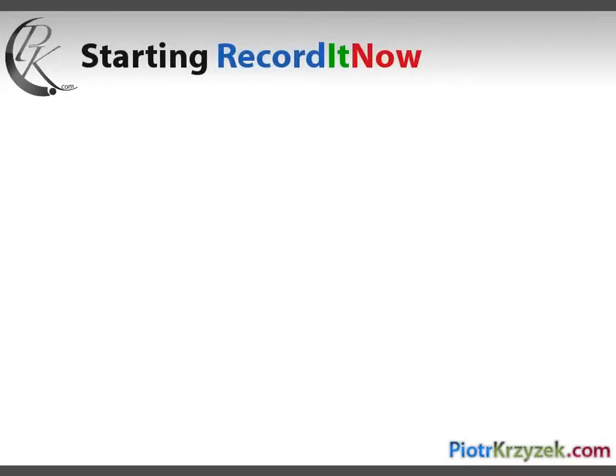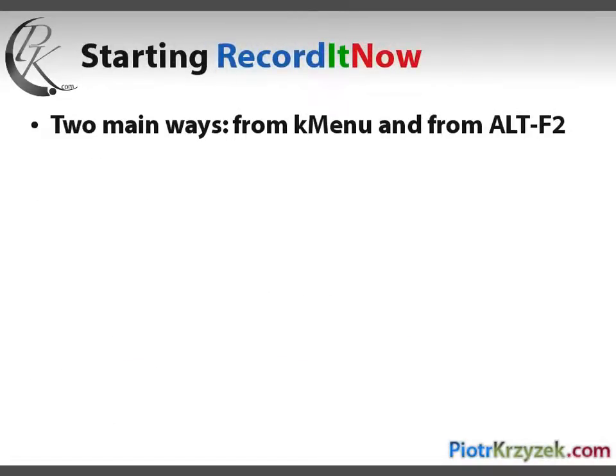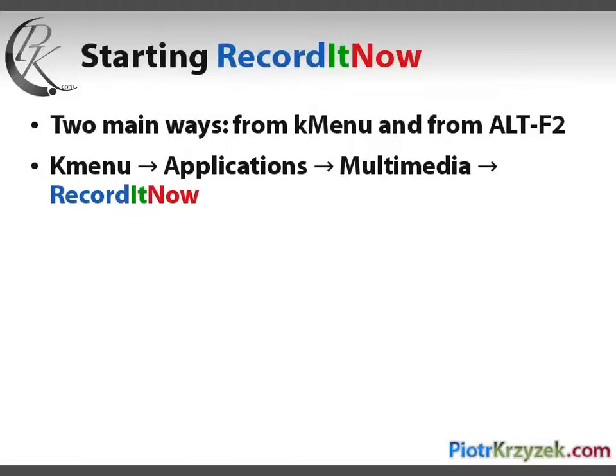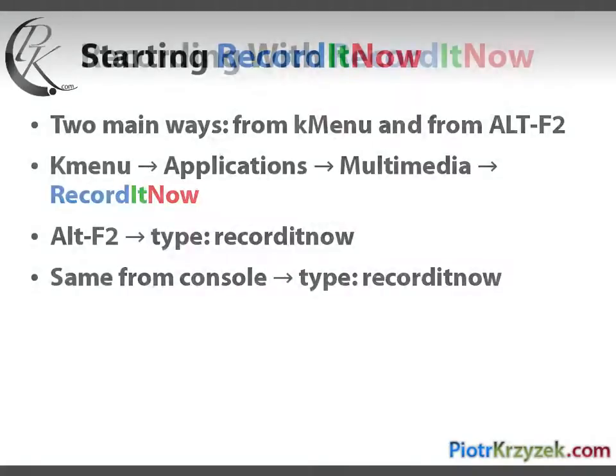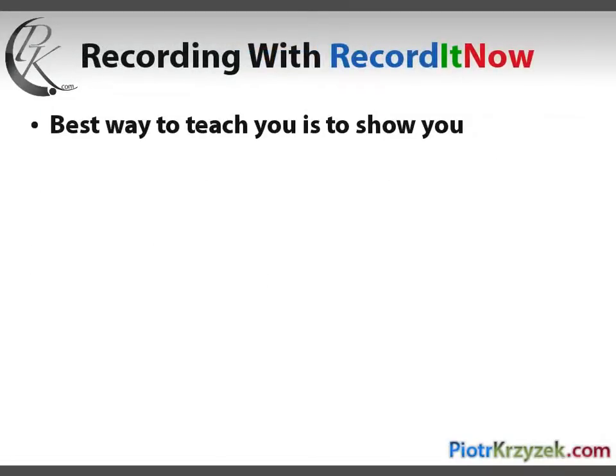Now, starting RecordItNow is, well, pretty easy. You can install it from the K menu. There's applications, media, RecordItNow, or by Alt F2. If you press Alt F2 and type RecordItNow, it'll find it. Or you can do the same thing from console. Recording with it is pretty easy, and the best way to teach you is to show you.